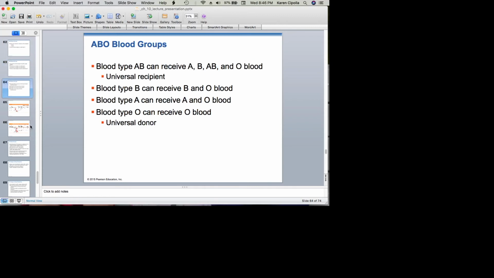Type AB blood can receive either A, B, AB, or O. They are the universal recipient. They can take anything. They are also fairly rare. If you have type B blood, you can either receive B or O blood and nothing else. A blood, it's the same thing. It's either A and O and nothing else. Type O blood can only receive type O blood. They are the universal donor. They can give blood to anybody.